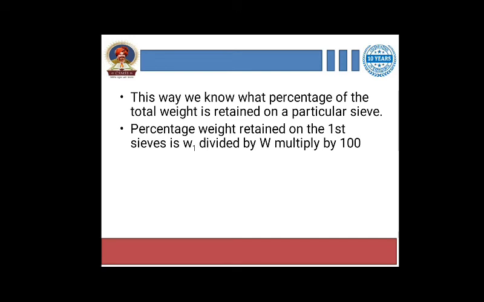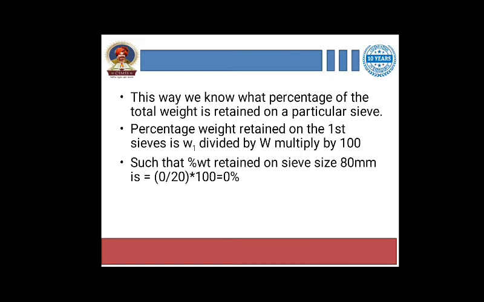Percentage weight retained on the first sieve is W1 divided by W, which is the total weight of the sample, multiplied by 100. We will get the percentage weight retained. Percent weight retained on sieve size 80 mm is 0 divided by 20, the total weight of the sample, multiplied by 100, which is 0%.